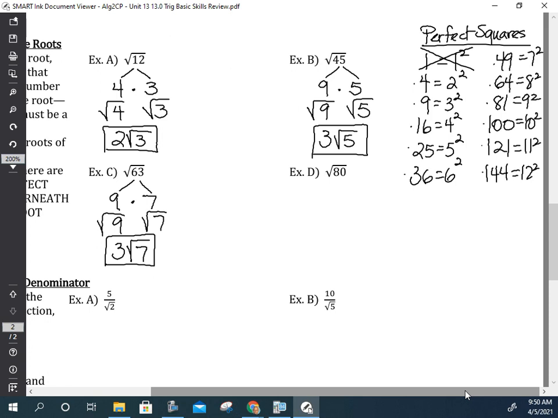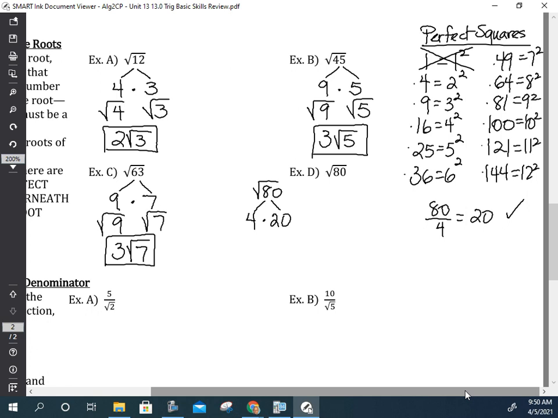So part D. So you have the square root of 80. 80 is not on our list. So we have to break it down. 80 divided by 4 is 20. So technically you can use 4, you can take the square root of 80 and use 4 times 20. So you can do that.